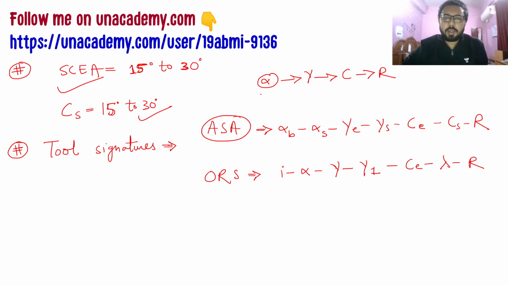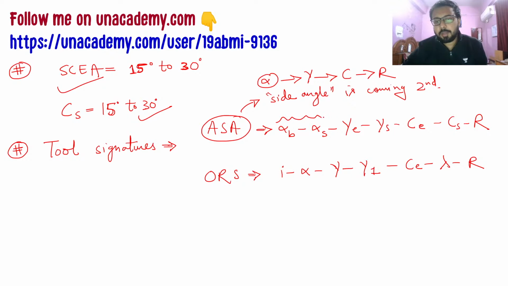And every time, the side angle is coming second. So in every set the side angle is coming second, so you can remember this whole signature easily by remembering, first of all, in which order the angles are written, and the other thing that side is coming in the last of a set.